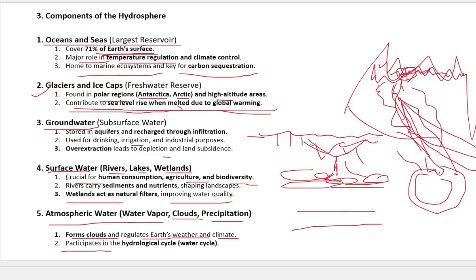So they participate. This atmospheric water participates in the hydrological cycle. That is the water cycle. So these are the components of the hydrosphere. One is ocean. Most of the water on Earth's surface is covered with ocean water and seawater. And then glacier. They are a freshwater reservoir. Then groundwater. That is subsurface water. Then surface water. They are in rivers, lakes, wetlands. Then comes the atmosphere, the last one. They are in the form of water vapor, clouds, and precipitation.